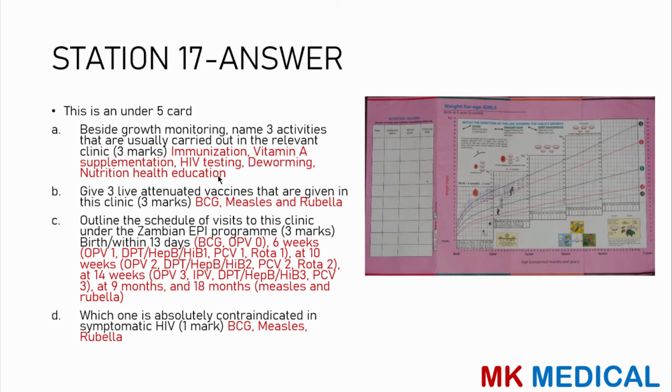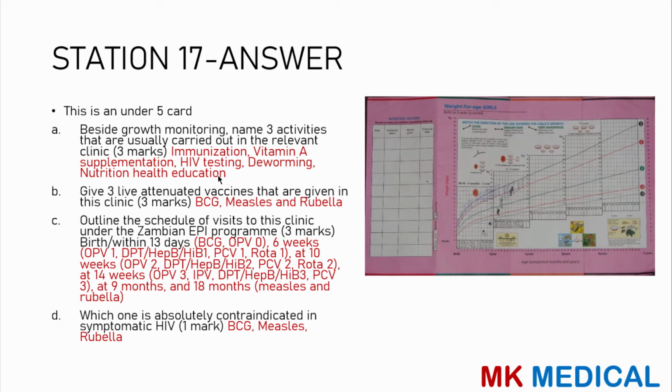Then the next set of vaccines are given at 6 weeks. So you give your OPV1, you give your diphtheria, pertussis, tetanus, hepatitis B, and Haemophilus influenzae B1. You give your pneumococcal vaccine 1 and your rotavirus vaccine 1 at 6 weeks. Then 4 weeks after that, which means it would be at 10 weeks, you give your OPV2, your diphtheria, pertussis, tetanus, hepatitis B, and Haemophilus influenzae B2, your second pneumococcal vaccine, and your second rotavirus vaccine. Then 4 weeks later, that's at 14 weeks, you give your OPV3. You also give IPV, which is the inactivated polio vaccine. You give your DPT, HepB, Hib third dose.